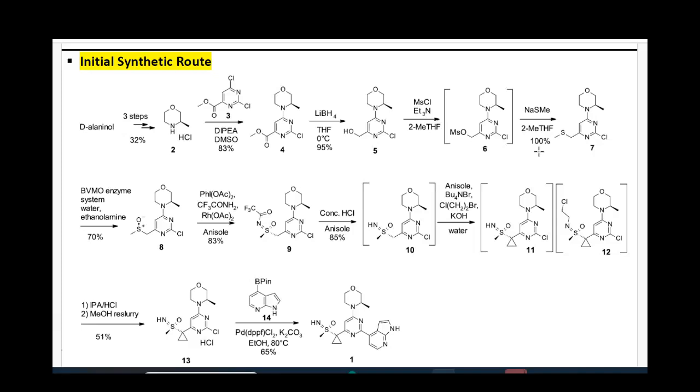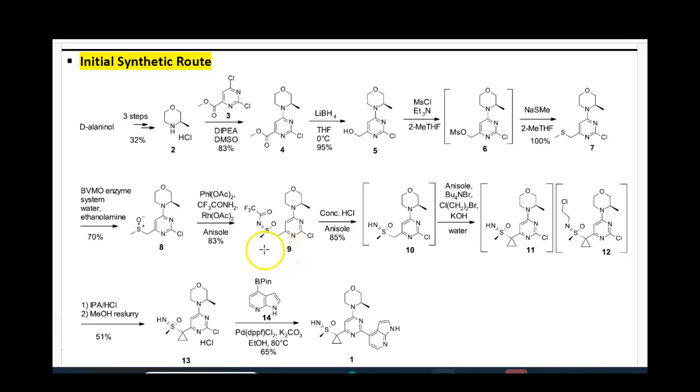with the help of sodium thiomethoxide to get this sulfide, and enzymatic asymmetric oxidation of this sulfide to sulfoxide, and conversion of the sulfoxide to this sulfoximine with the help of hypervalent iodine reagents catalyzed by rhodium acetate.